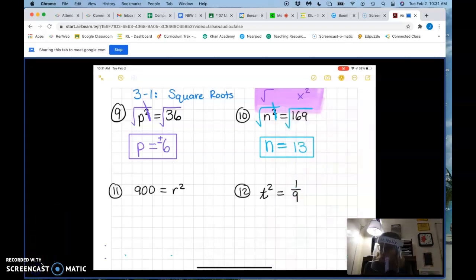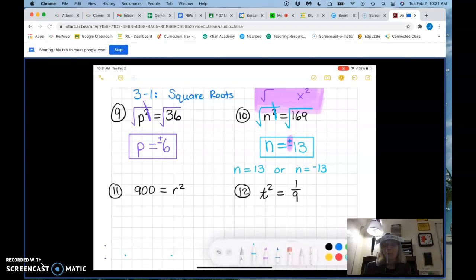Okay, so let's do the same thing for number 10. Okay, Bella, are you with me? So when we take the square root of an equation, we don't know if the original number was positive or negative. So essentially what you're saying is n could equal 13 or n could equal negative 13. That's what we're saying. But a quicker way to say that is to just write that little plus or minus right there. But you only have to do that when you have an equation.